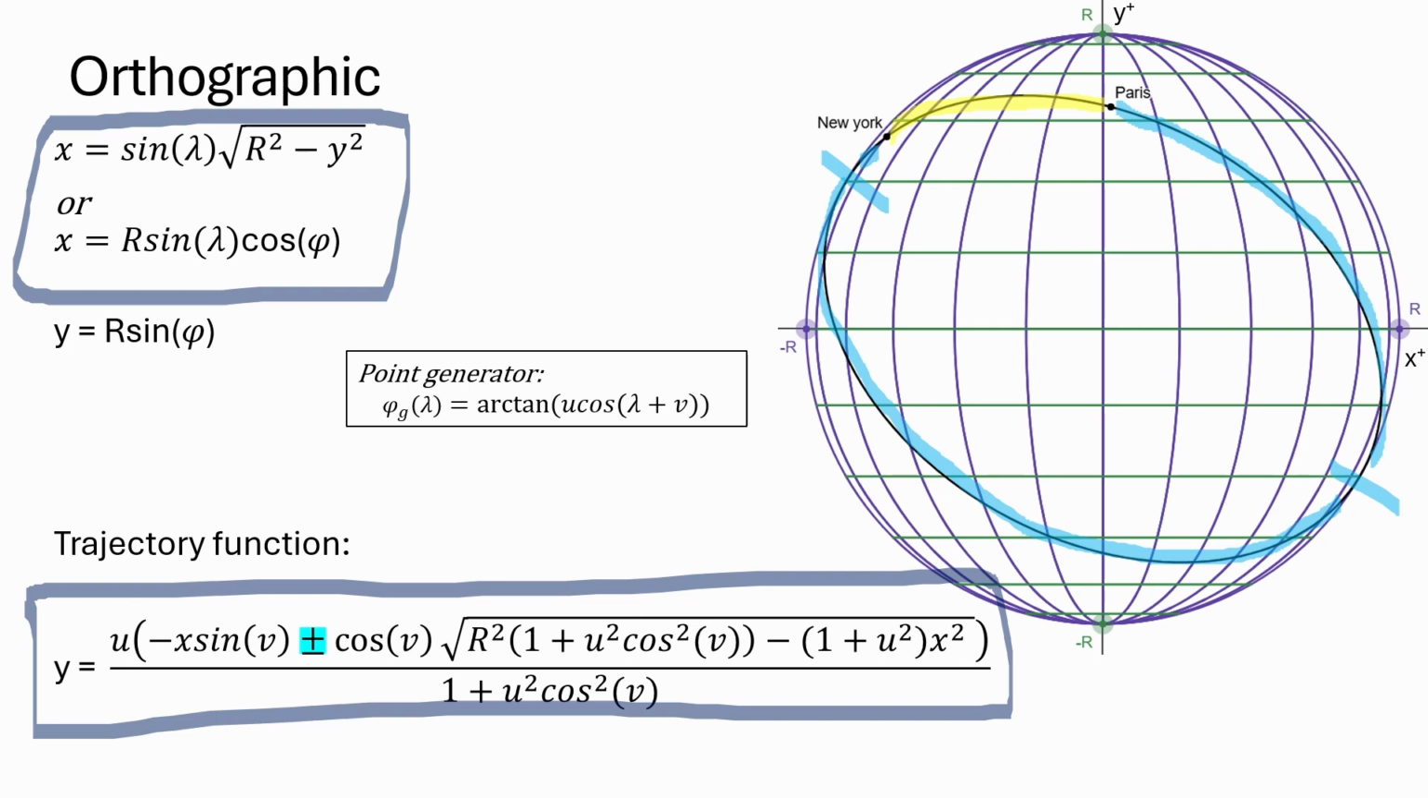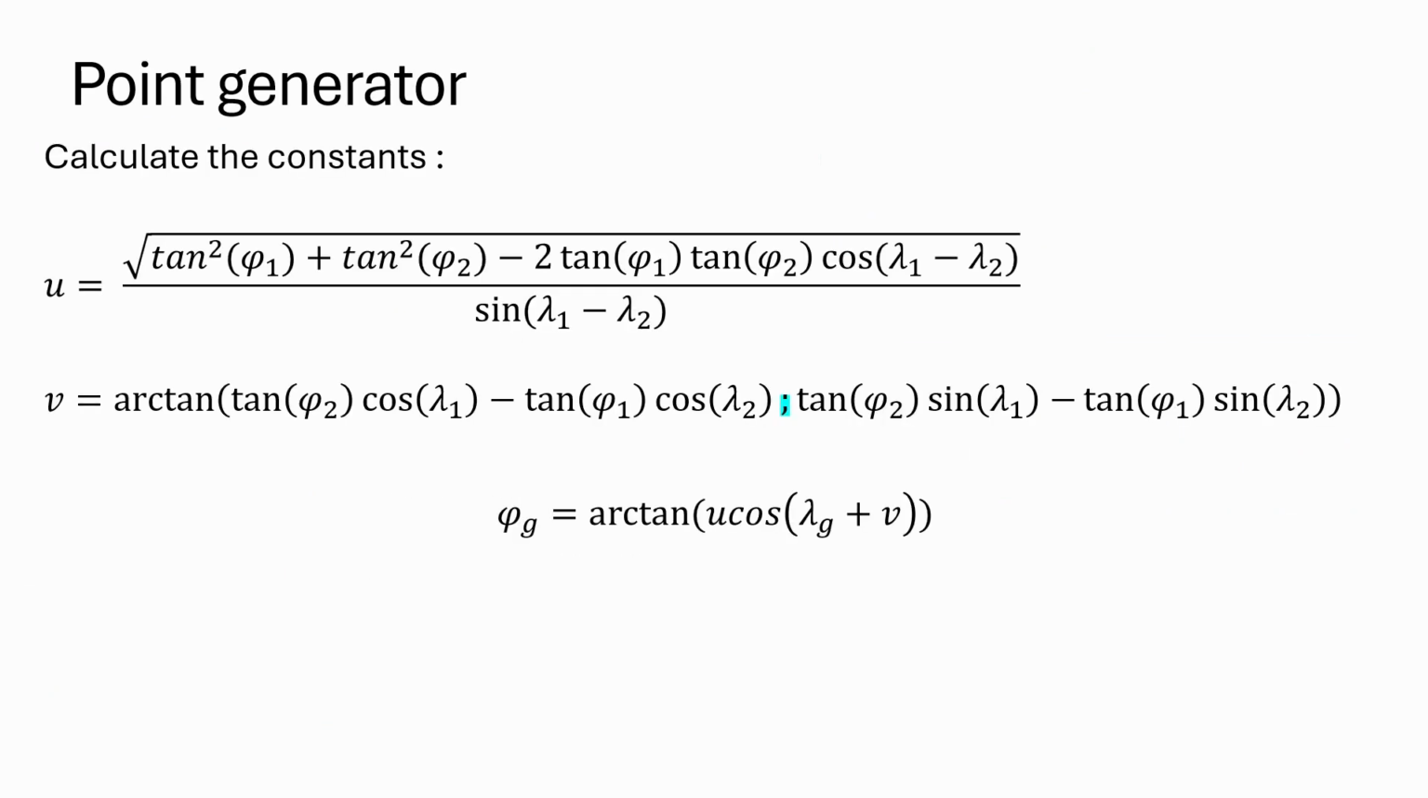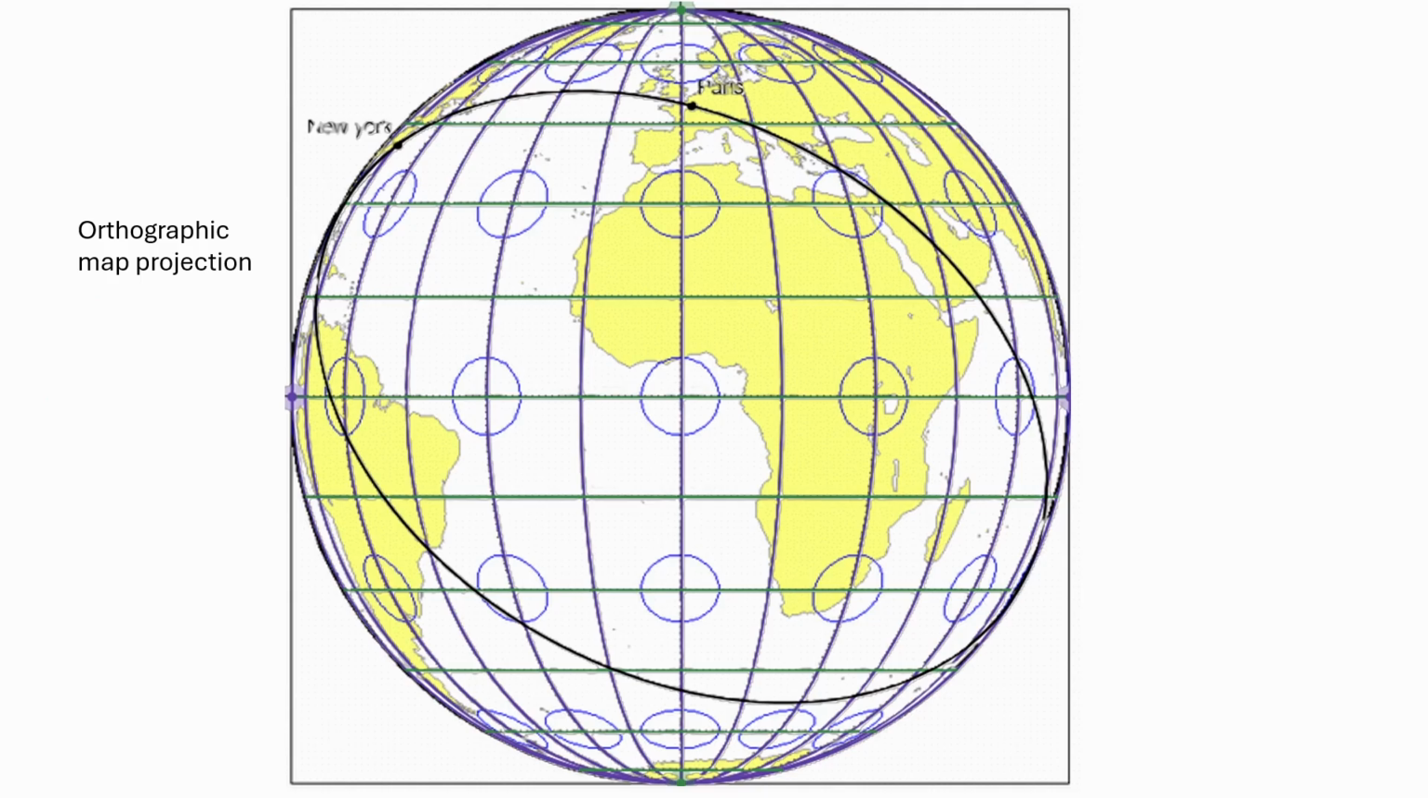And the way we calculate the trajectory function is we isolate lambda and phi, and we substitute them within the point generator. And then here, this point generator, as we can see, is not a function, it is a formula. So once we isolate y, we can create a function which shows the trajectory. Just a reminder of how to calculate u and v. This is what it looks like overlaid over an actual map projection.